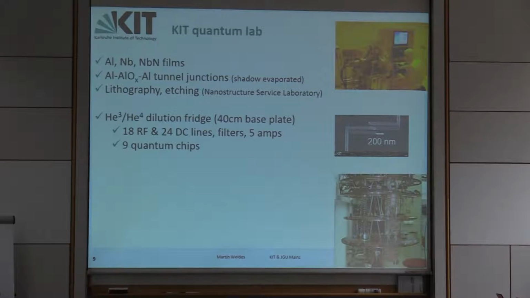There are a couple of dilution refrigerators in the lab. Here's a picture of one of them. It has about 40 centimeters of base plate, and we wired it up. So we have about 18 coaxial lines, more than 24 DC lines, a couple of microwave cryogenic amplifiers, filters, and some other microwave passive elements inside. Today we can cool down about 9 quantum chips simultaneously by using switches.